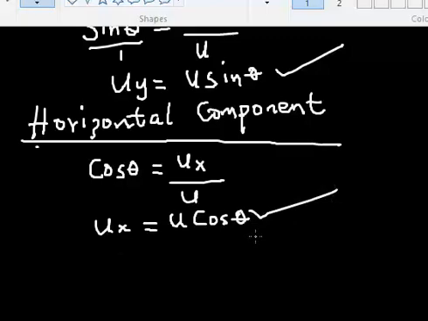Now there are equations that we need as far as projectile is concerned, and these equations will help us evaluate certain parameters in projectile motion. And these three parameters that we need to evaluate using equations include the time of flight.